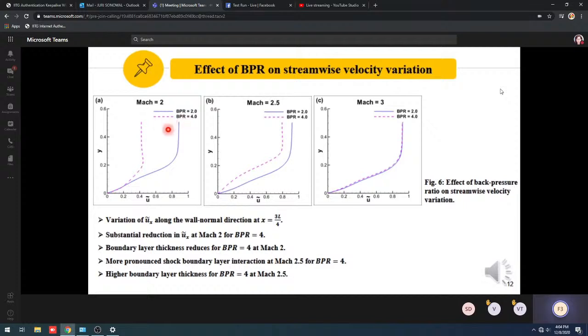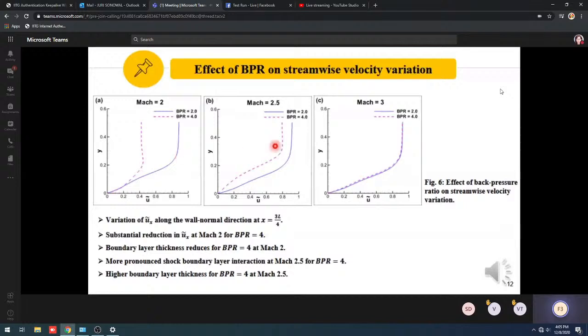From figure A, we can observe that for Mach 2, as the BPR increases from 2 to 4, the boundary layer thickness reduces and there is a substantial change in the velocity magnitudes, that is, higher velocity gradients are present at Mach 2 for BPR equal to 4.